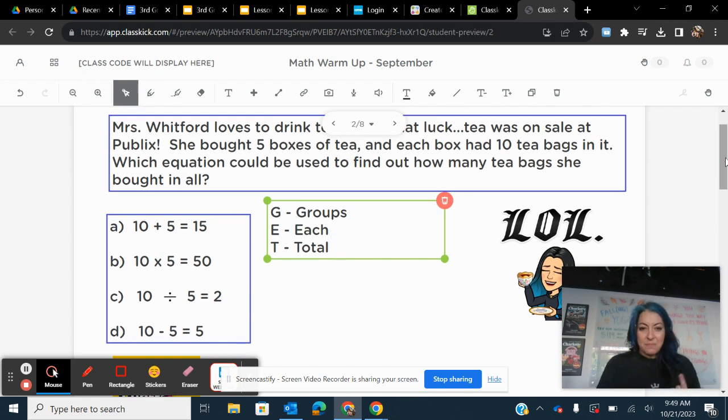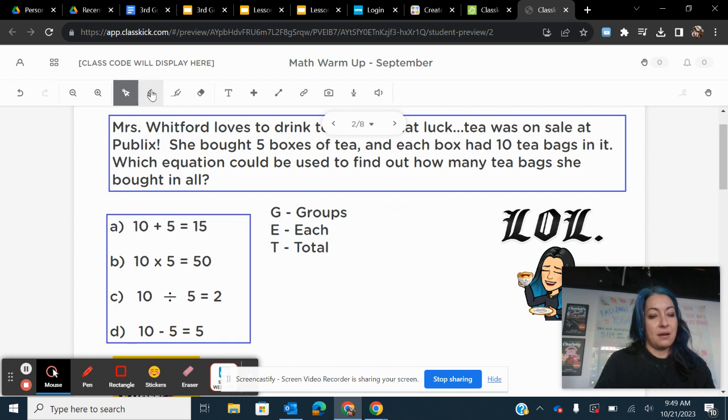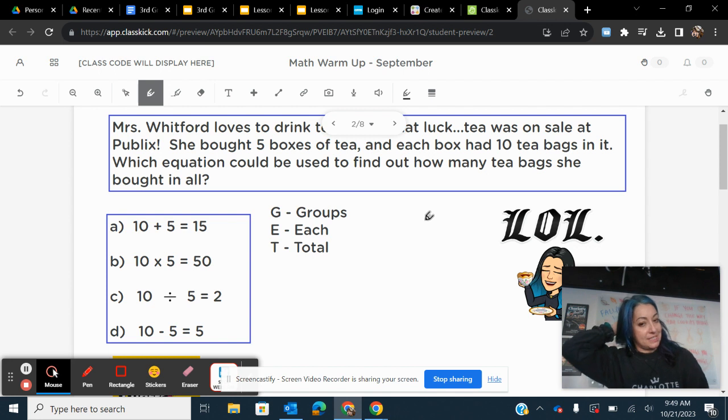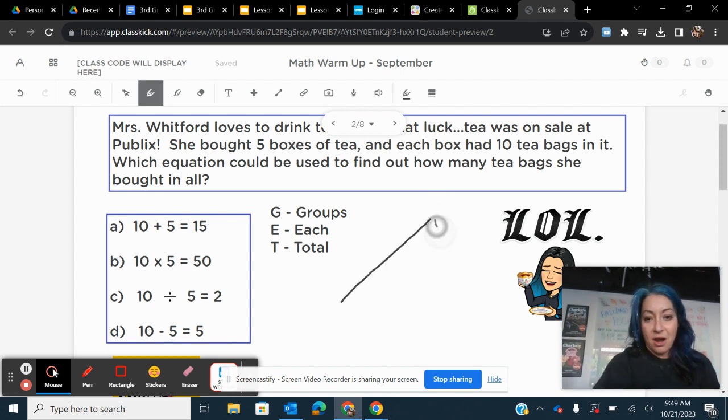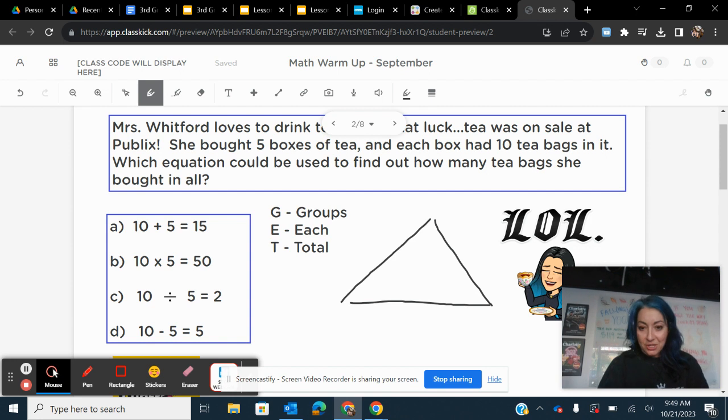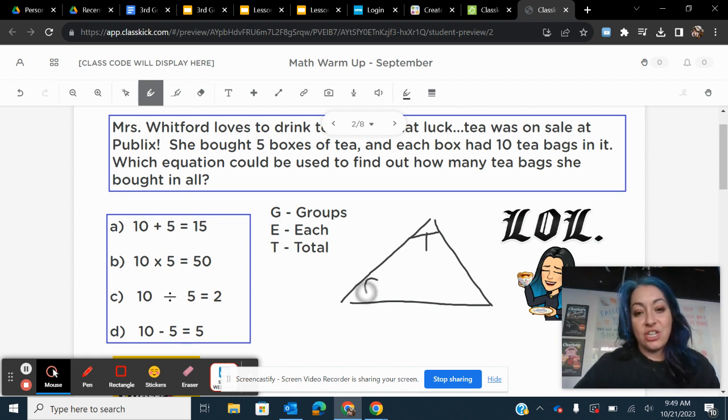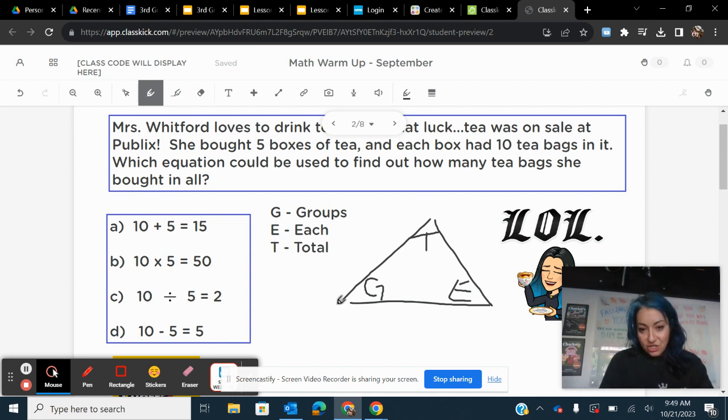We kind of used it with the Fact Family House, but just the roof of the Fact Family House, because that's really how we're looking at multiplication and division working together. If you draw a triangle and fill it in to spell GET, G-E-T, make sure the T is at the top for total. The E and the G you can put in different places, but if you want to keep it the same, G is going to be over here and E is going to be over here, so that it spells GET.